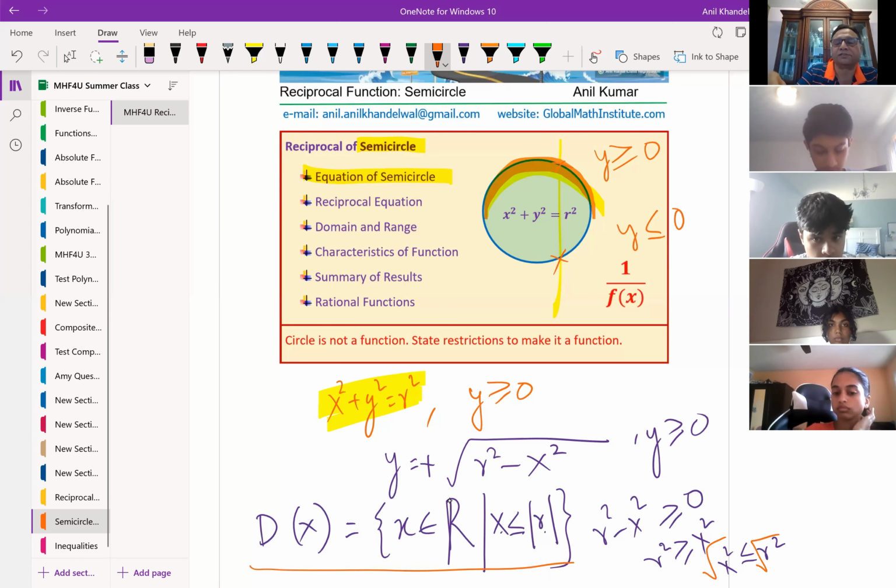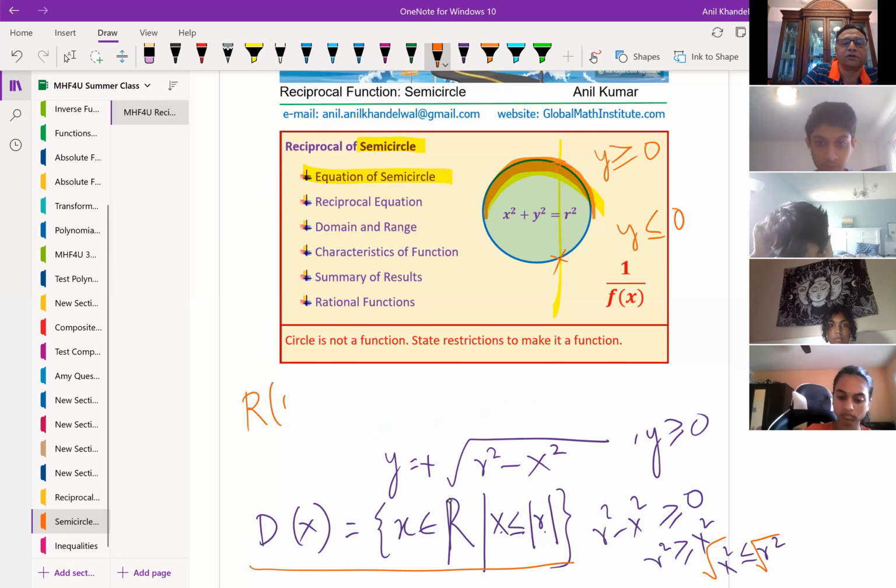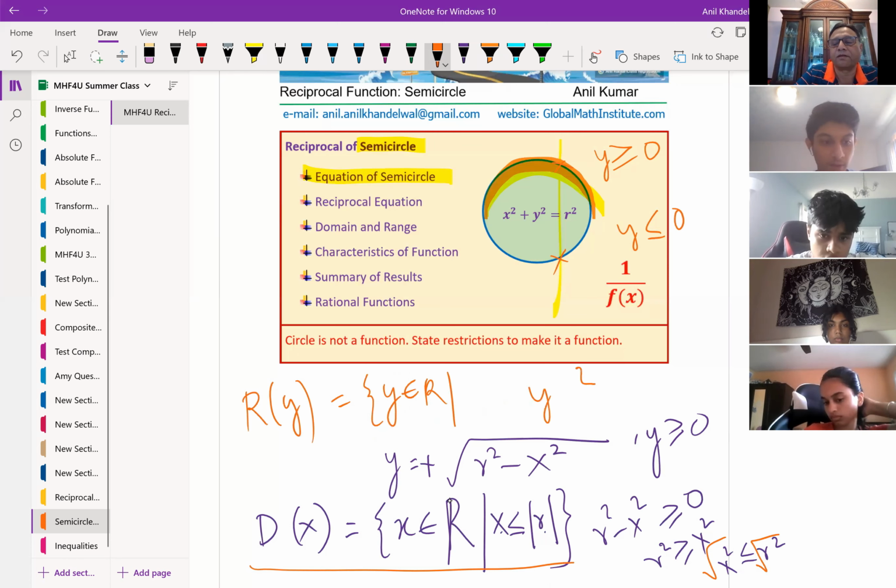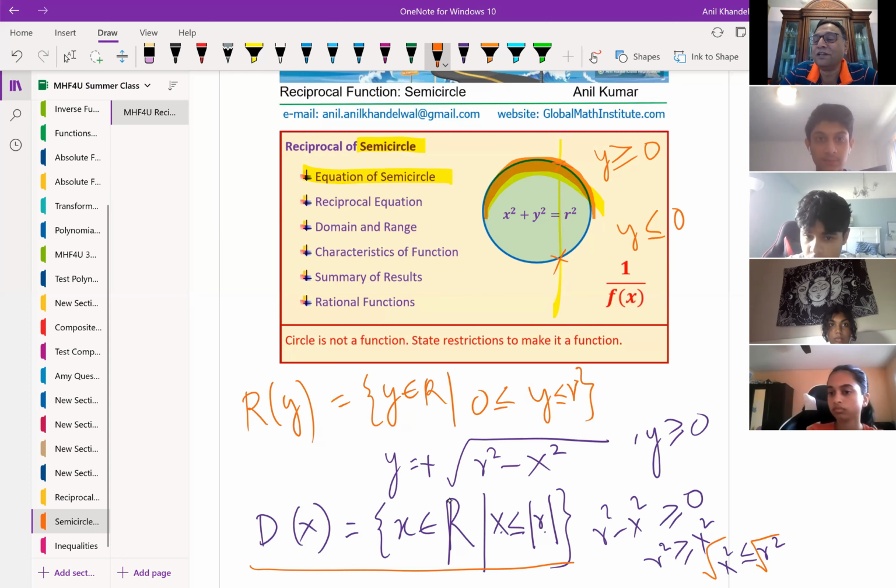Range. What is the range? We'll just write range also, okay? Anybody, tell me the range of this particular function. Y belongs to real numbers where the value of Y is greater than or equal to 0, and less than what? Less than or equal to the radius, sir. Radius, correct? Because ultimately the maximum value is going to be the radius itself. Therefore, the range will be less than or equal to R. So that becomes the domain and range of your semicircle in general.